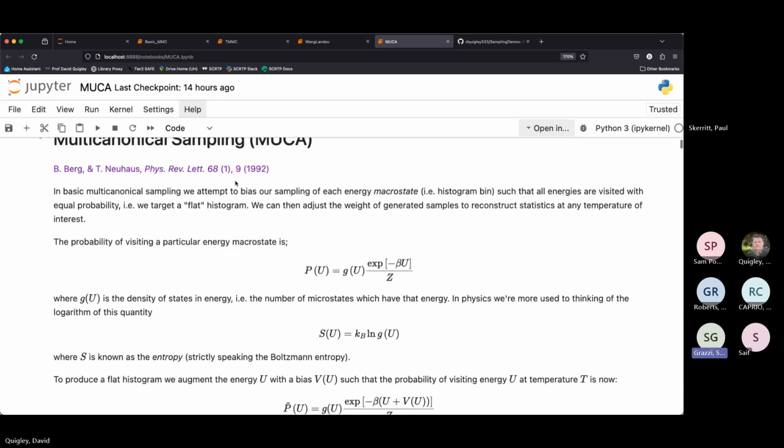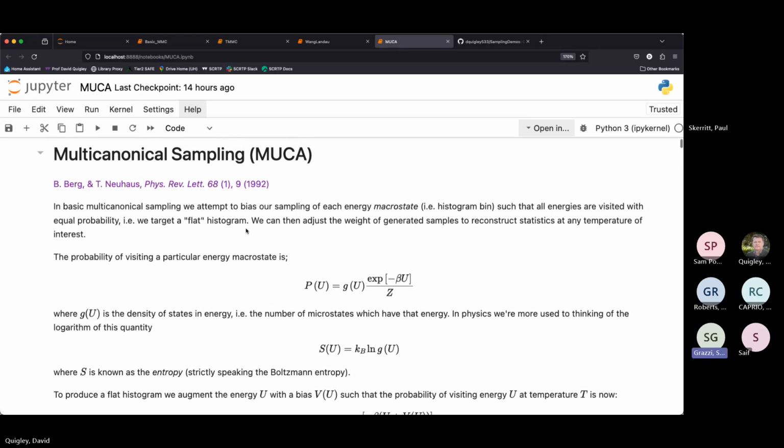So the idea of multi-canonical sampling is an old method, dating back to 1992. What we're looking for is a flat histogram in the energy. So over that energy range that I've decided I care about, I want to sample all energies with equal probability. And then because I know the magic of the Boltzmann distribution, I know how the statistical weight of any sample depends on the energy. I can just take the samples that I've generated from that flat histogram, assign them that statistical weight, and then compute the histogram that I want at the temperature that I care about. And I can also do that for other quantities that aren't the energy, but there's an extra step that I'll come to.